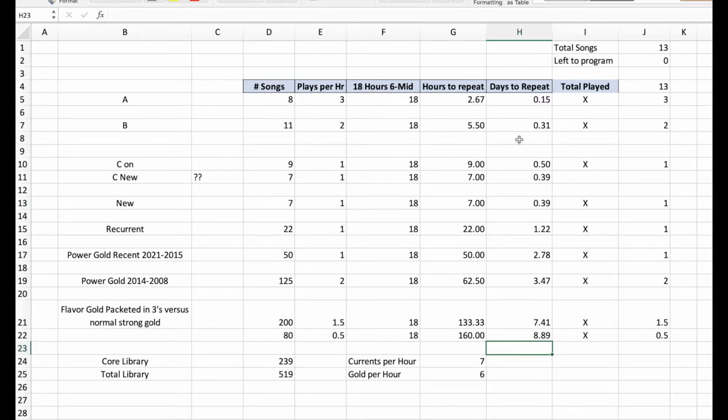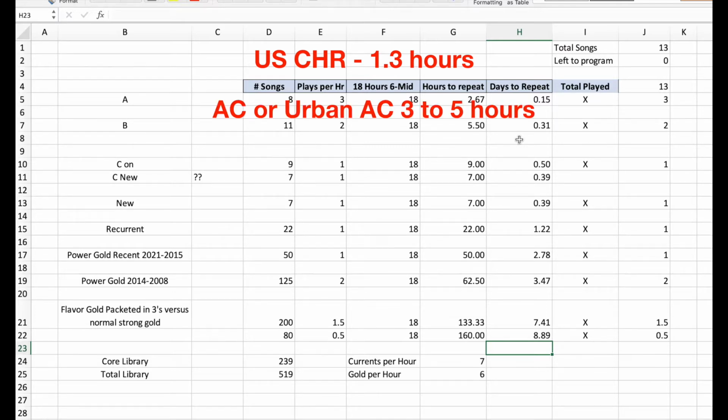Let's have some frame of reference, and I'm going to put that up at the top of the page. Typical CHR in the United States right now, they're turning the fastest songs over every hour and a third. Okay, hour and 20 minutes, that's pretty much what it comes out to. If you're an AC station, it's going to be somewhere between 3 hours and 5 hours. Urban AC, same thing, 3 to 5 hours. And those are strong radio stations in ratings.